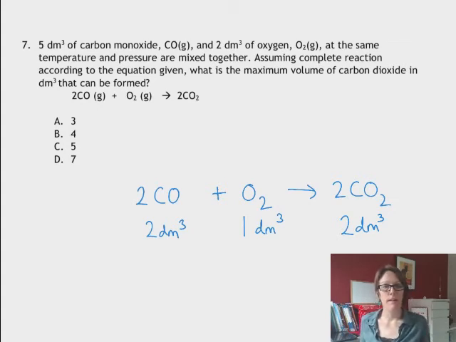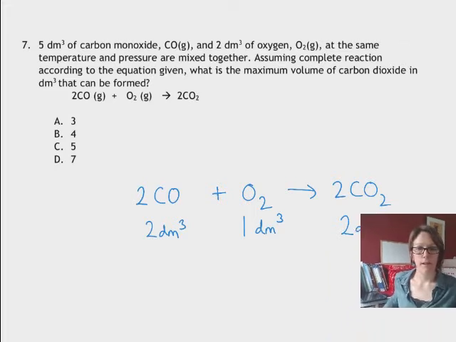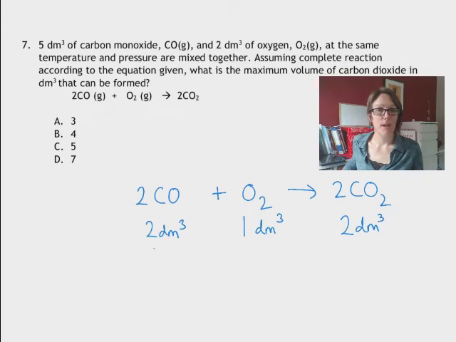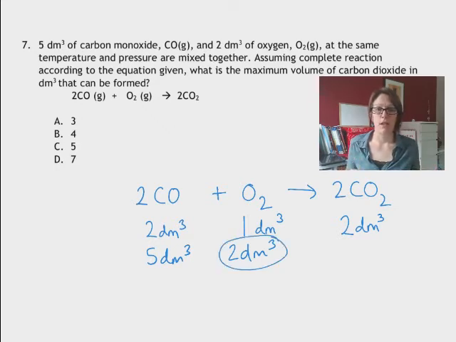And then I could follow on from that, and I could work out what I could get if I had 5 decimetre cubed and 2 decimetre cubed, but those two numbers don't relate in the same way that 2 and 1 does. So it's not as simple as just using one of those numbers. There's a reason I've got 2. This is a limiting reagent. Oxygen is the limiting reagent.